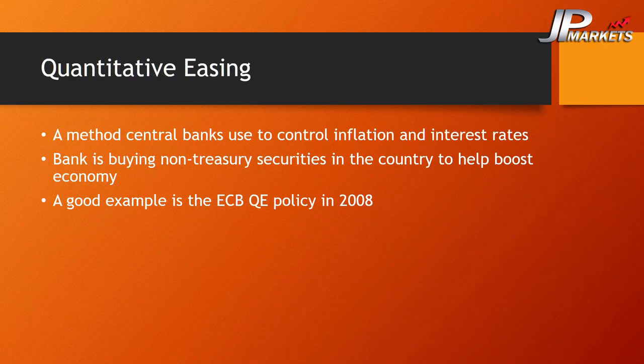Quantitative easing is a type of monetary policy employed by a central bank of an economy to control inflation and interest rates. There are numerous reasons and methods that this is done, but basically what the central bank is doing is buying non-treasury securities in the country in order to inject a supply of money into a specific economy to help boost the economy. A nice example that I'd like to use is the eurozone quantitative easing policy that was employed by the European Central Bank in 2008.